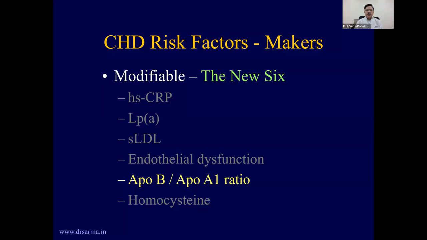If you control obesity and smoking, HSCRP will come down. And then endothelial dysfunction, we have already seen what is the treatment. All the risk factors together will cause the endothelial dysfunction.